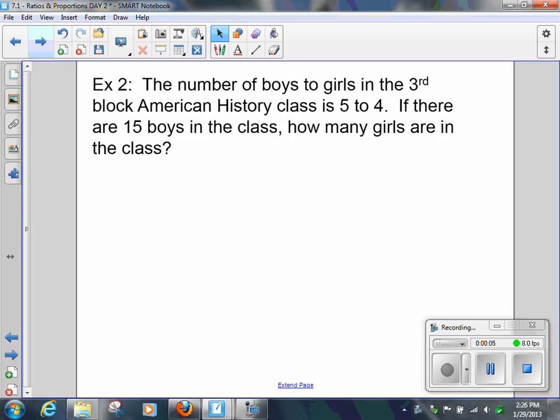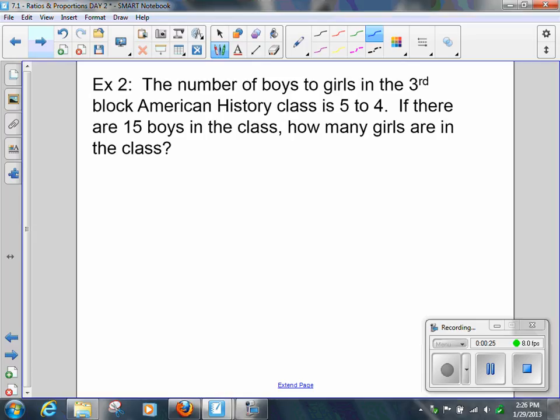Number 2, kind of weird. The number of boys to girls in the third block American history class is 5 to 4. If there are 15 boys in a class, how many girls are in the class? All right, guys, this is real life. This is when you can actually use proportions in real life, okay?